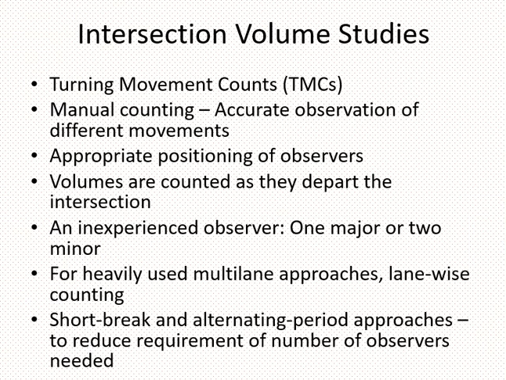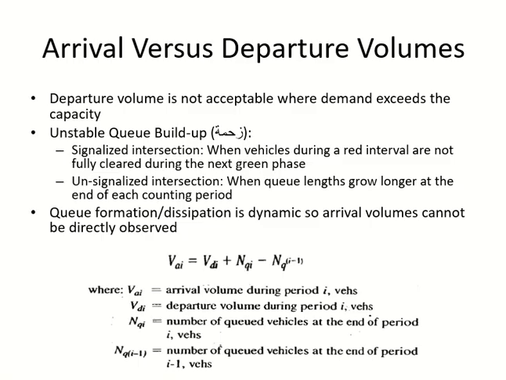Then we moved on to intersection volume studies, which are also known as TMCs. We try to do them manually because it will be more accurate. We have to take care of where we are putting the observers and how many movements we can assign to the observer. If you are doing it manually, then you have to plan the breaks as well. In some cases where the queue is too long, we prefer to know the arrival volume, because that is more accurate. But the arrival volume can only be calculated.